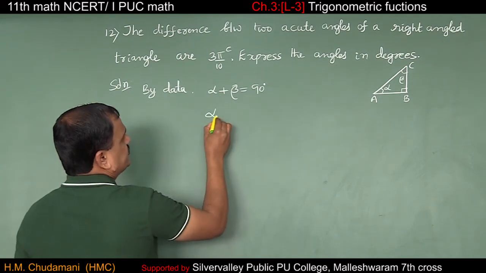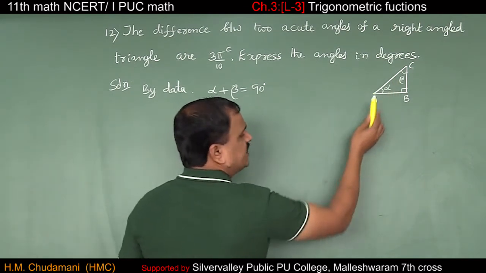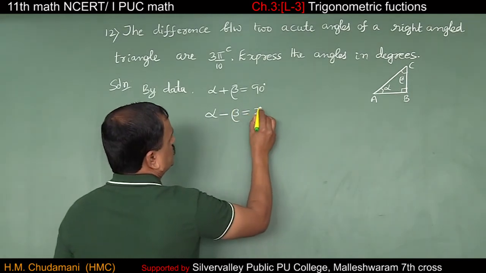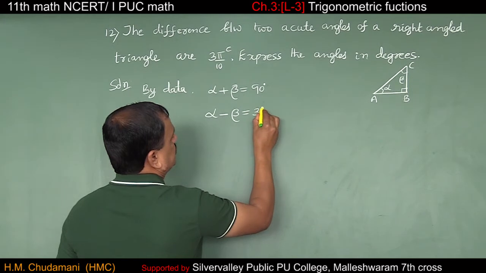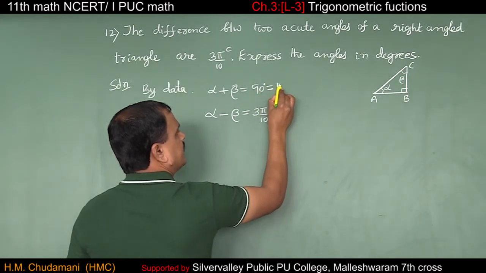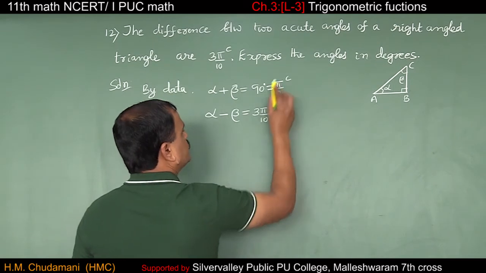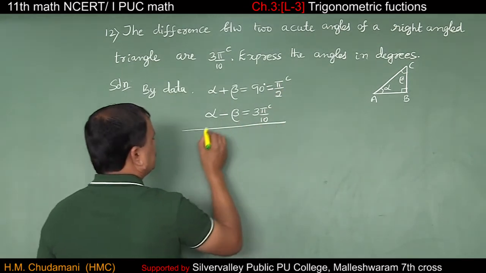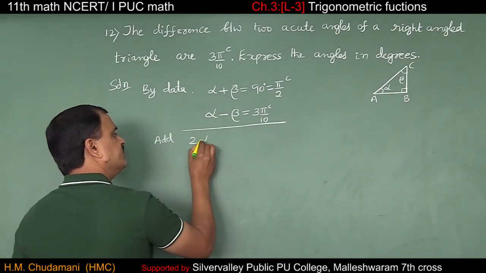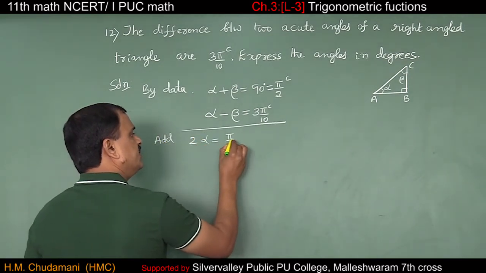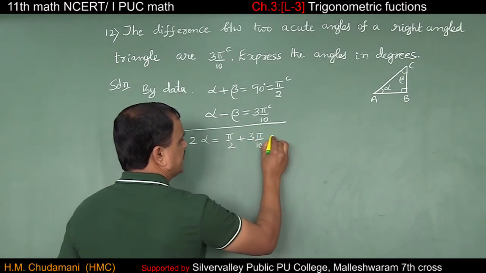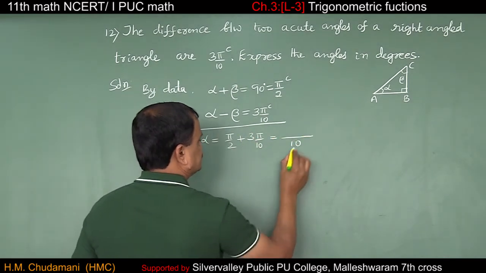The difference between the acute angles, alpha and beta, is alpha minus beta equal to 3 pi by 10 radian. We can write the first as pi by 2 radian. I just add these two: 2 alpha is equal to pi by 2 plus 3 pi by 10. 10 is the LCM.